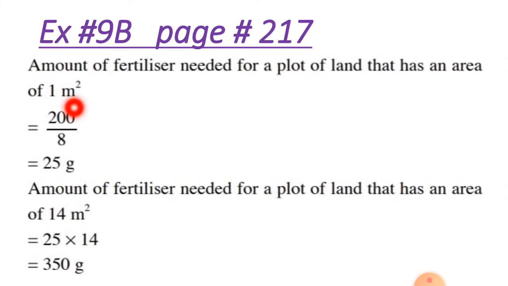So the solution: the amount of fertilizer needed for a plot of land that has an area of 1 meter square. 200 is given in the question. When we divide, we will get 25 gram. This is the amount that is needed for the plot of land. Now, the amount of fertilizer needed for a plot of land that has an area of 14 meter square. First we were finding it for 1 meter, now we are going to find it for 14 meter square. So, 25 into 14, we will get 350 gram.